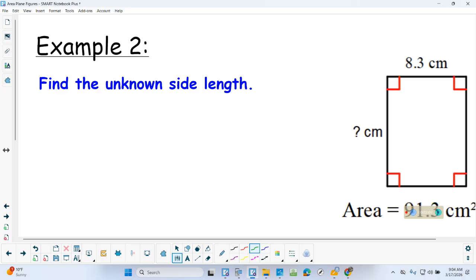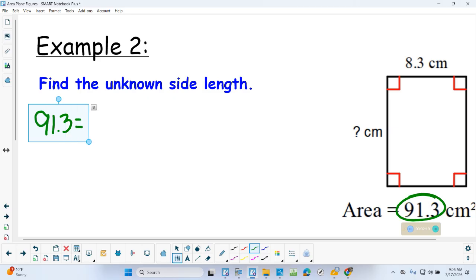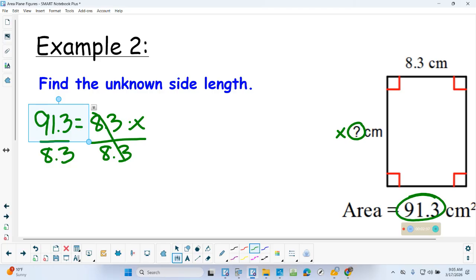All right, a little different, but still using the same formula here. It says to find the unknown side length. So this time they tell you what the area is. So instead of writing the area as a product first, I'm going to write 91.3 equals, and then of course I'm going to do the base, 8.3, and we're looking for the question mark over here. I know some of us don't like the question mark. We like to just use X for that, which is totally fine. And we know to solve for X, we're going to divide off our 8.3. Here, of course, is where you're going to need your calculator. Punch that in, and you are going to get 11.